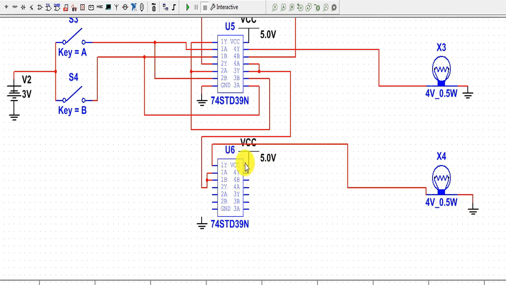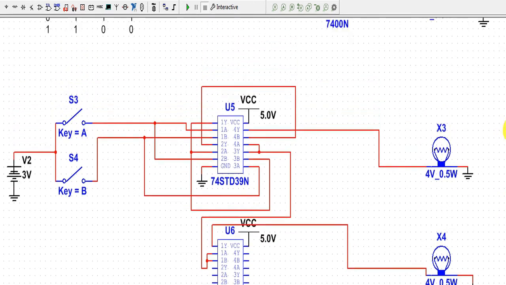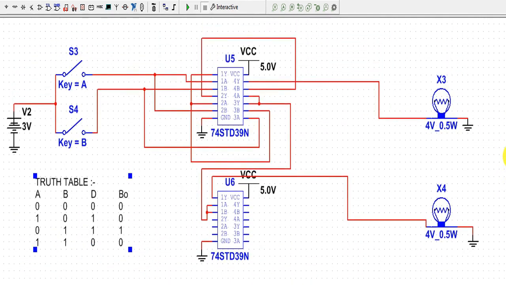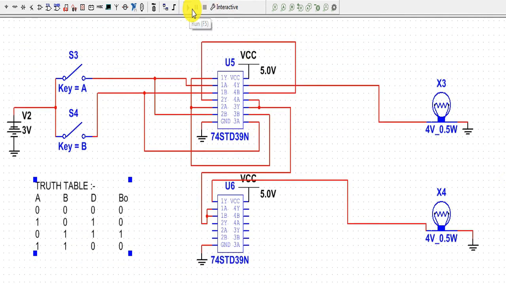Now again, this second IC is connected to the 5 volt source on pin 14, and the 7th pin is connected to the ground. So this is the simple connection. Now we will verify it against our truth table. As soon as we switch on the circuit, we will see that in the first case, when A input is 0 and B input is 0, we get difference bit 0 as well as borrow bit 0.